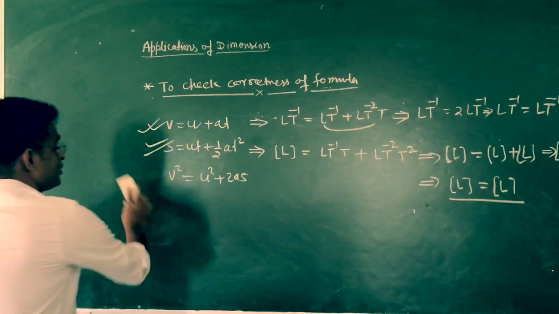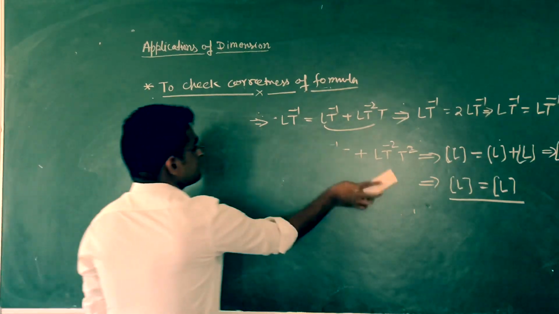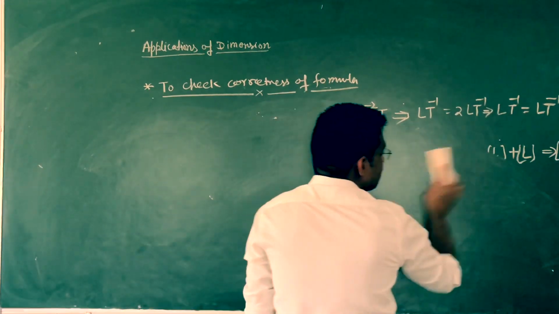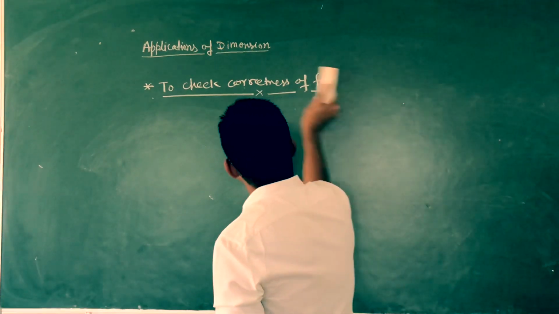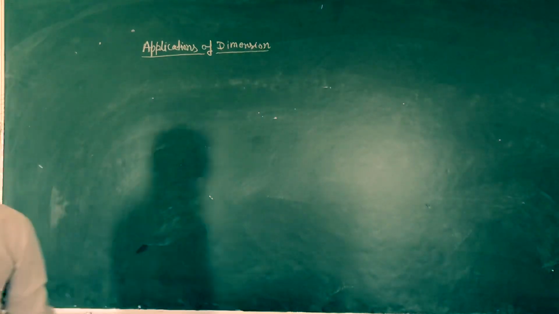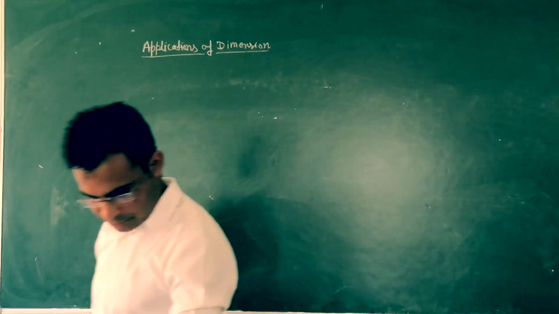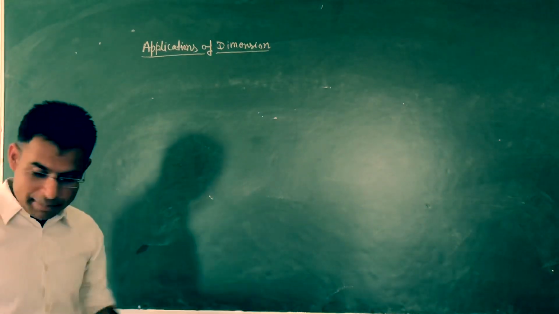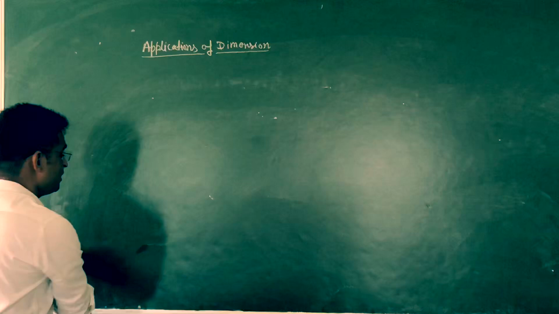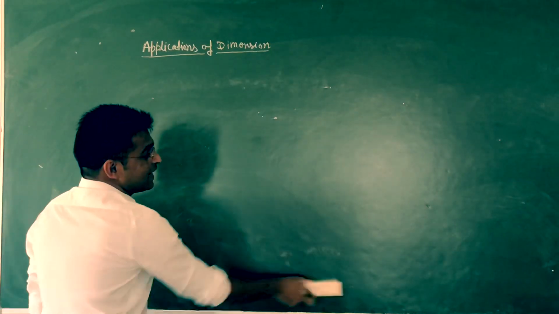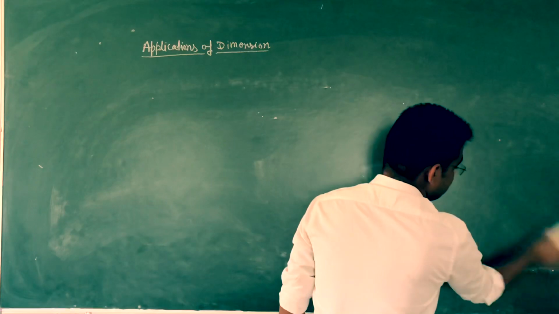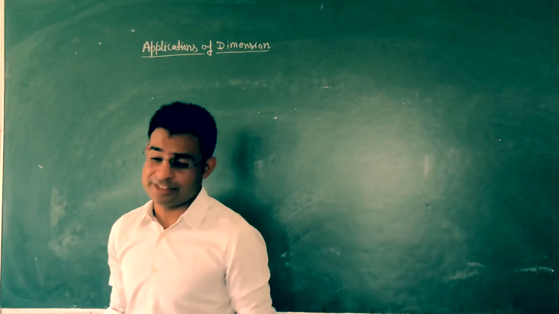Now, the second application of dimension is conversion of units. It means we can convert one unit to another. Just like the unit of length is meter, the MKS unit. But the unit of length is centimeter as well. If I want to convert something from meter to centimeter, it's very easy. Everybody remembers, so that is a simple thing.